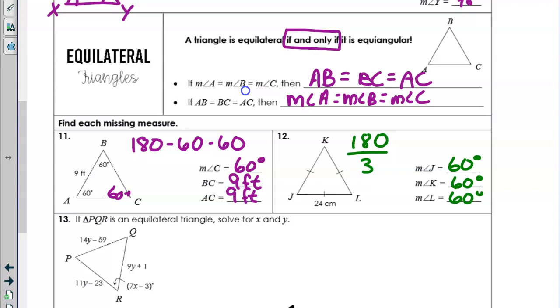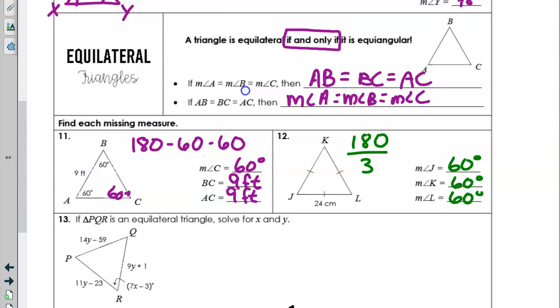But where are we going to get 60 from? If I ask you about KL, what would KL be? So every triangle equals 180. That's how you got the 60 degrees, if it's equilateral. Because the angle measures are all equal, you have to split it equally between the three.